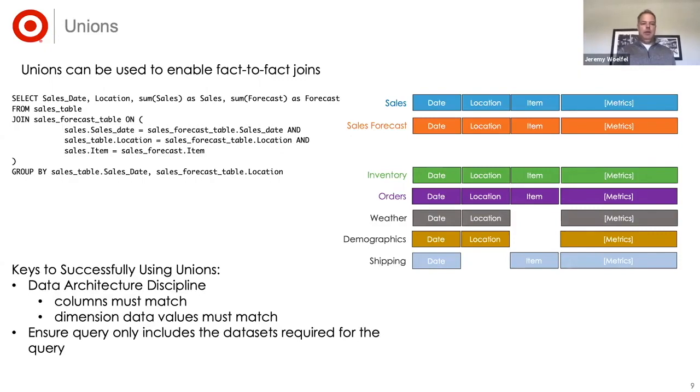So, keys to being successful with this: it takes a tremendous amount of data architecture discipline. Simply said, your columns need to match. Anything that you expect to be a common, quote unquote, join key here needs to match in names and needs to match in values.